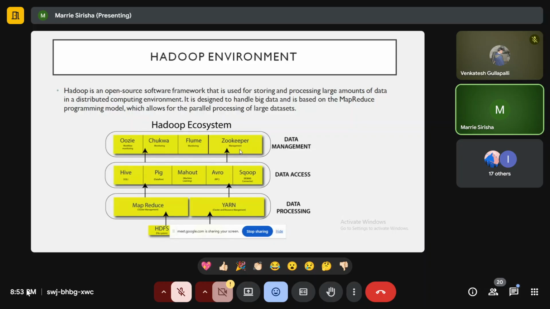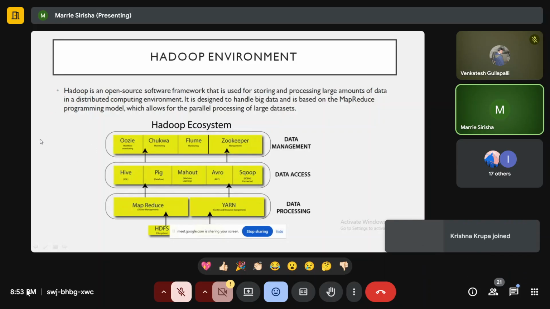And the next one, Sqoop, translates the data between Hadoop and relational databases. This is about data access. And coming to data management: we are storing the data, processing the data, accessing the data, but where will this data be managed? That is the first one, Oozie, Chukwa, Flume, Zookeeper. These are the data management components.